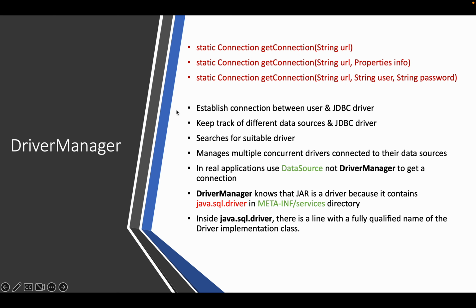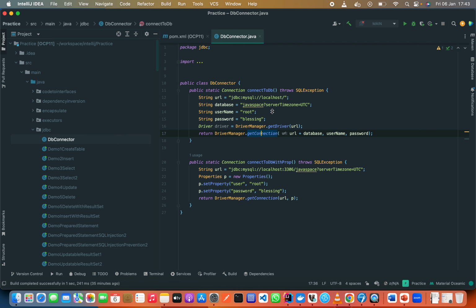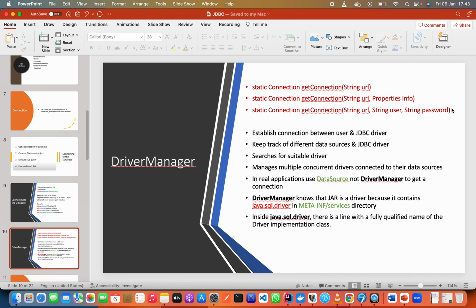Then the DriverManager. We saw that with the DriverManager, we used getConnection, and then we used a string as a URL to get the connection. Then we have another one where we have URL, then we have properties. Then we have URL, user, and password. So we can look into what we already have in that class. So we see that here we have URL, and then we have username and password. So basically we are using the last one here.